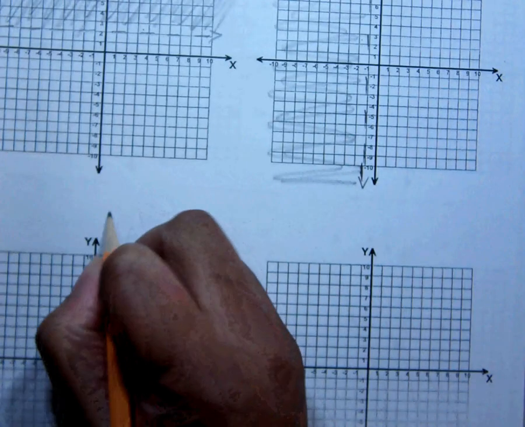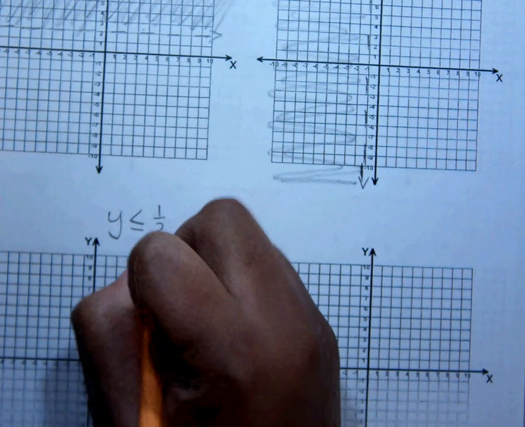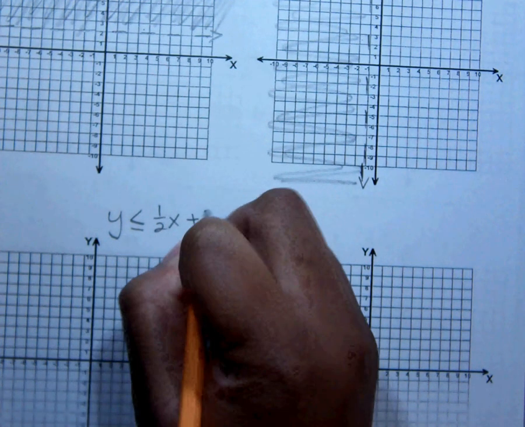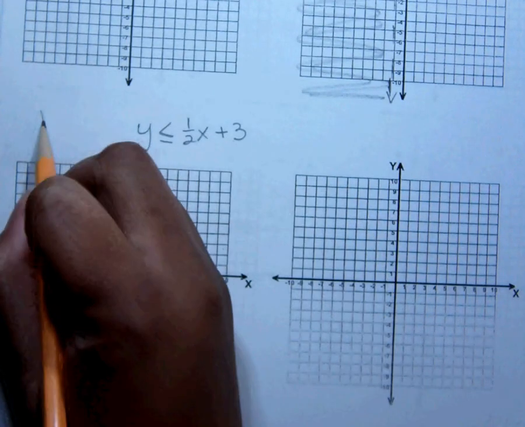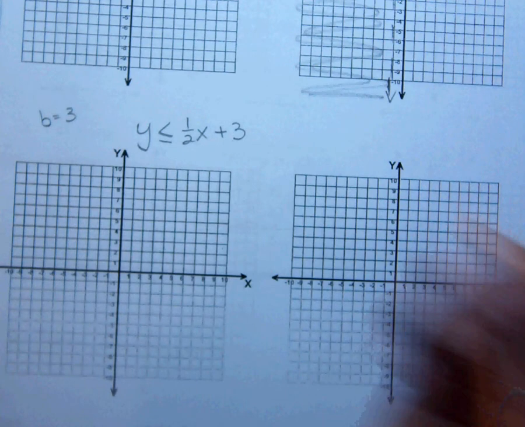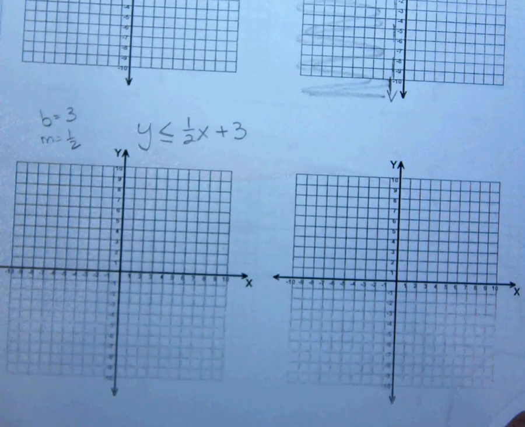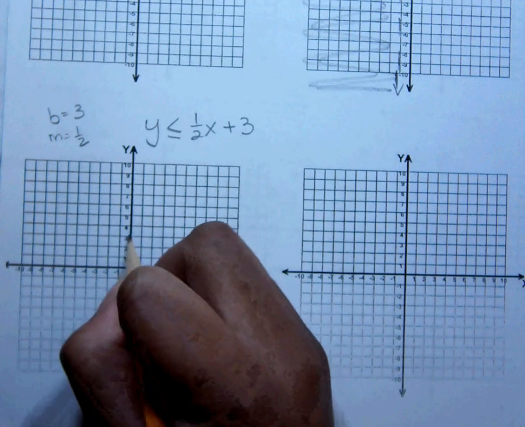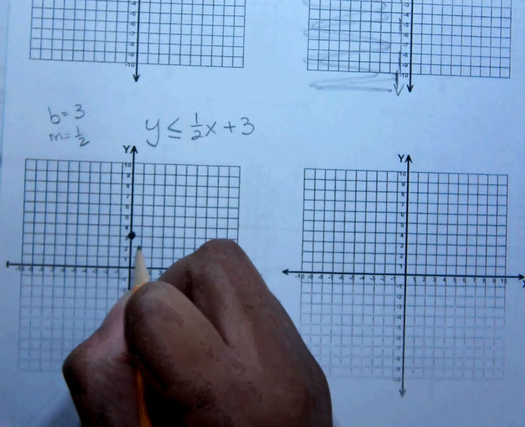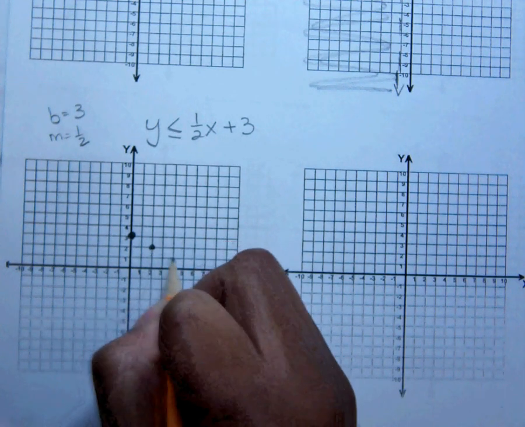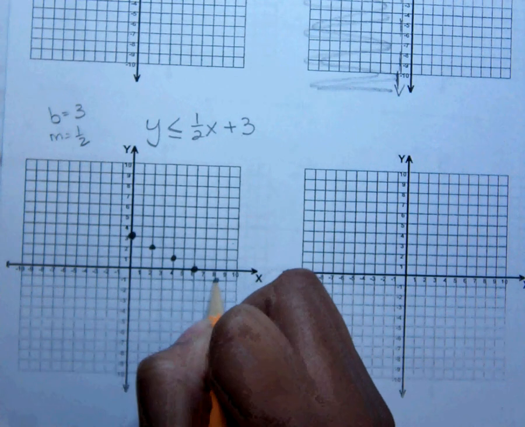Okay, so now we have y is less than or equal to 1/2 x plus 3. So this one is very easy. You start with b. b is 3. m is 1/2. And so what do we do? We go to 3 on the y-axis because that's the y-intercept. Then we go down 1 and to the right 2. Down 1 and to the right 2, and so on.